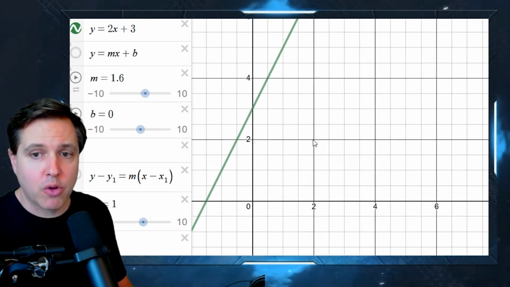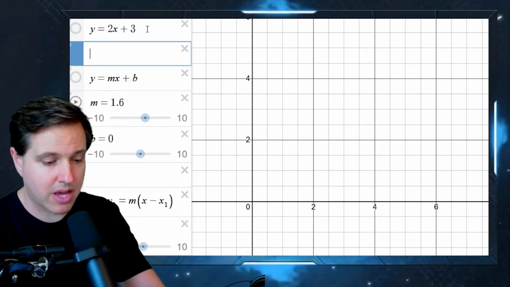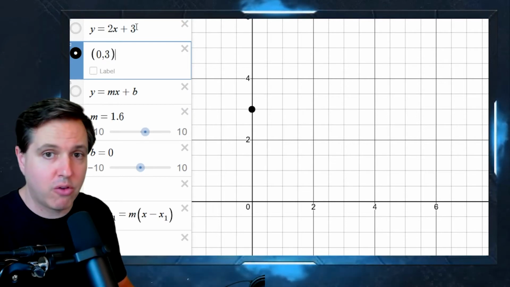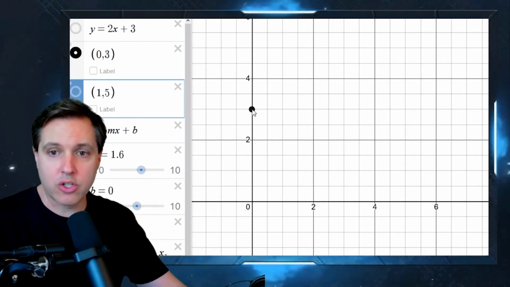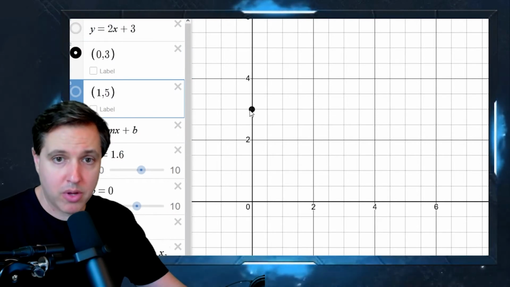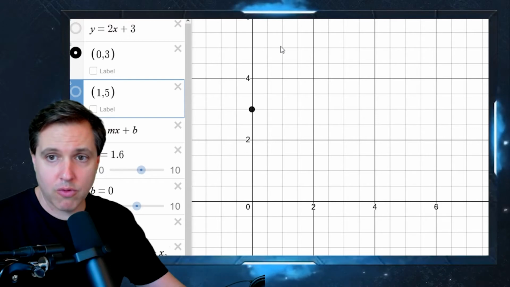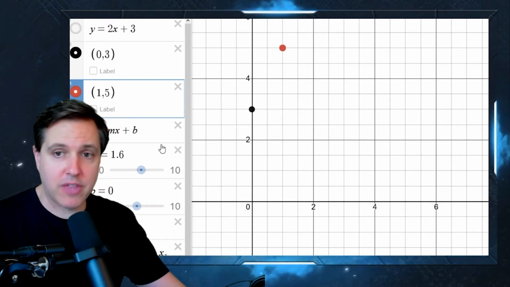If you were to graph this, here's how we would go through and graph this. You would say, okay, my intercept is (0, 3), getting the 3 value from right here. And my slope is 2. Starting from this point, if I go up 2 and over 1, that puts me at (1, 5). And sure enough, that's my other point.